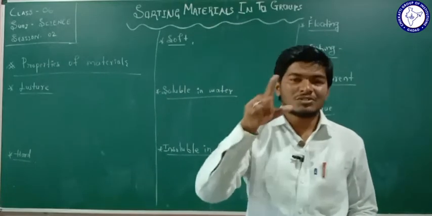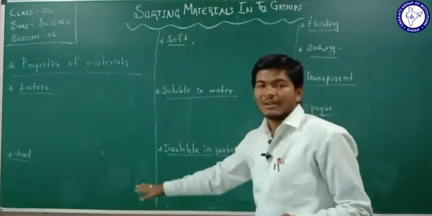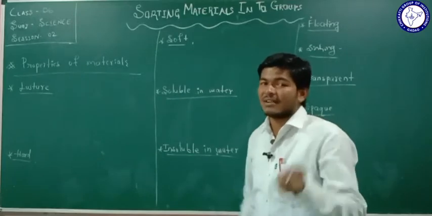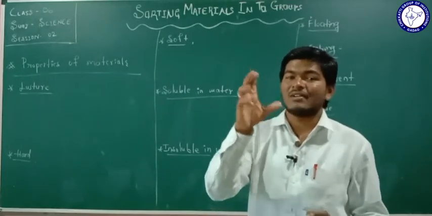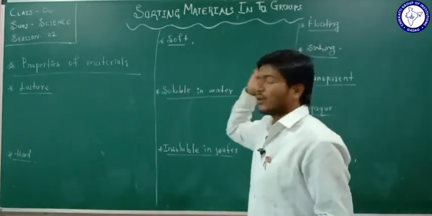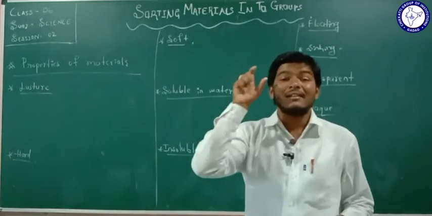We are going to consider shape. I am taking one example, that is the ball. It has a round shape. We are going to make groups based on the structure, that is shape, that is called round. We are going to write the group of the materials based on their structure.